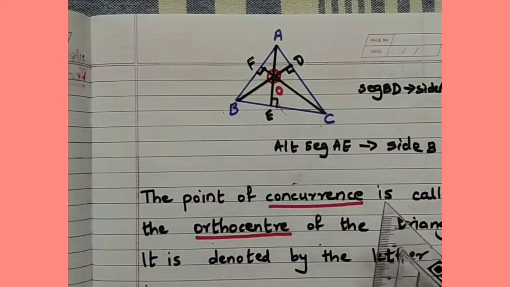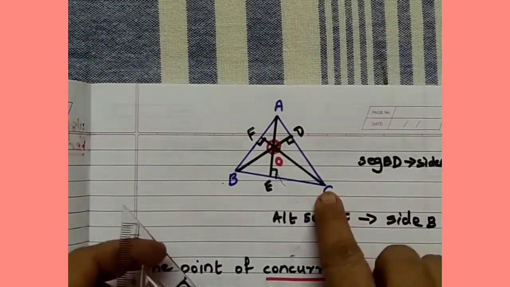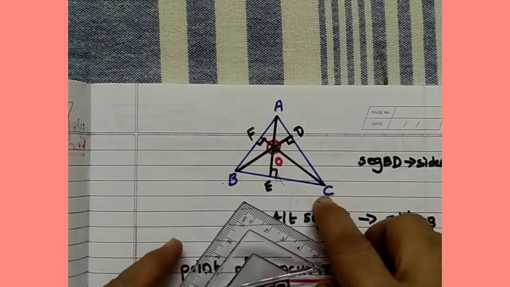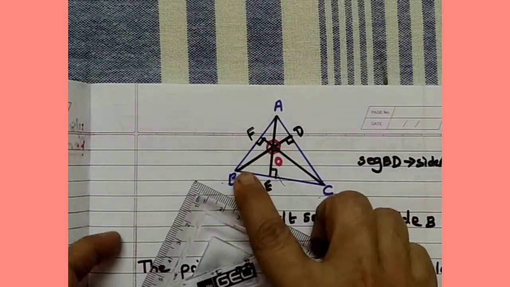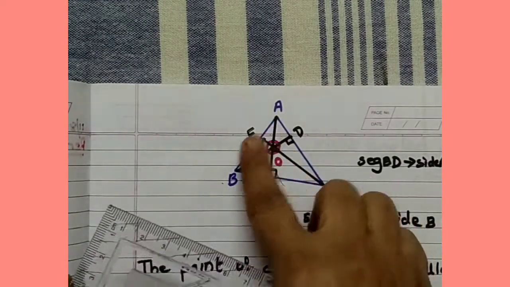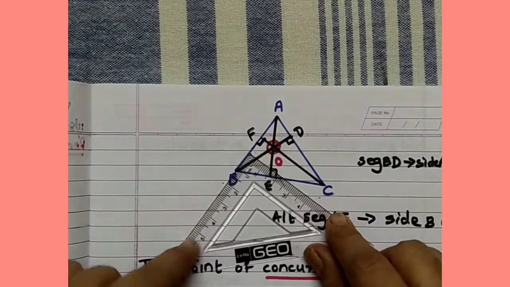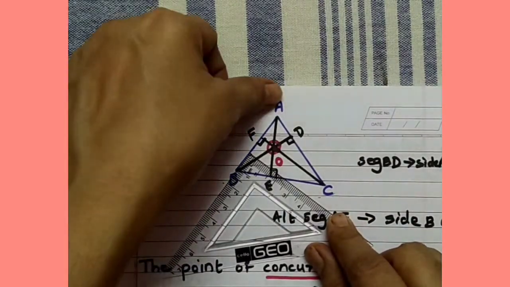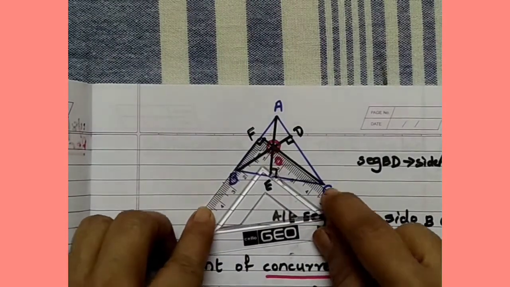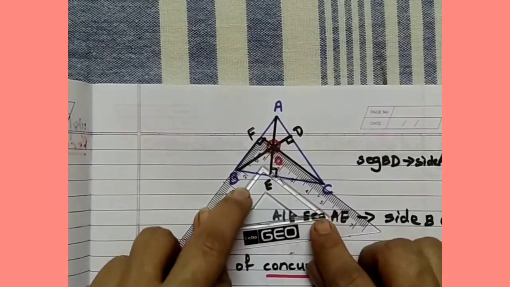So how are you going to draw this? Now if I want to draw an altitude from point C to AB, I will keep my set square on the side which I want to draw the altitude on, like this. Okay, because I want to draw an altitude on this side, and I will move it until I come to this vertex C, and then I will draw this altitude.